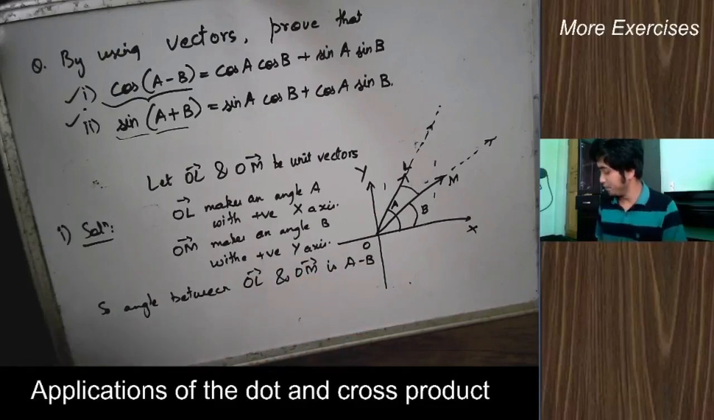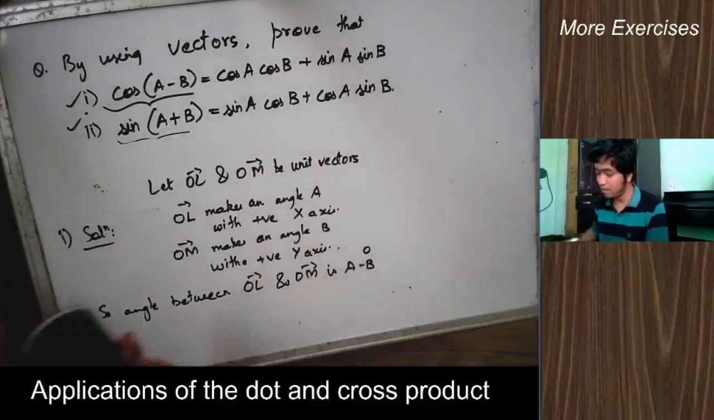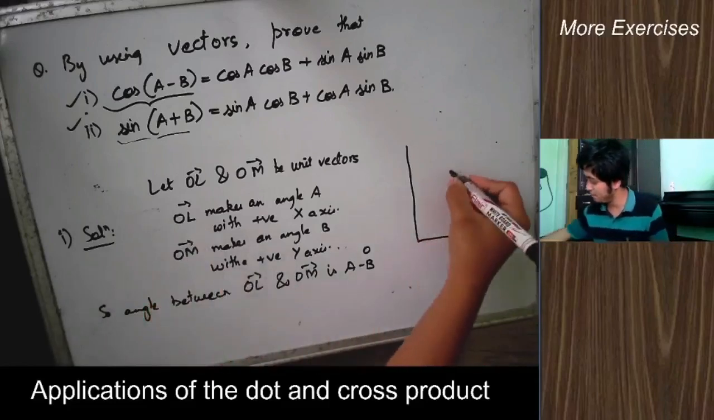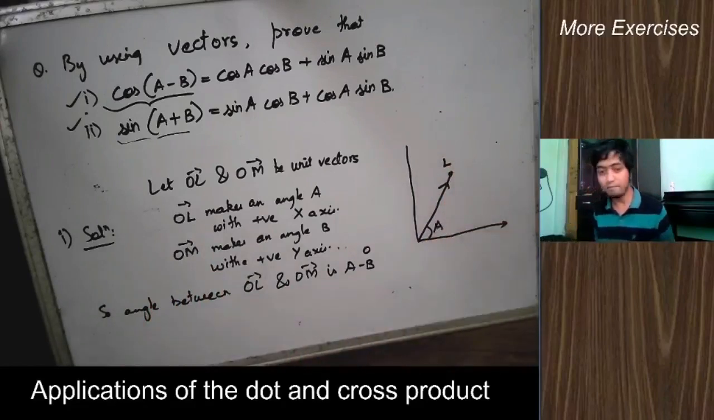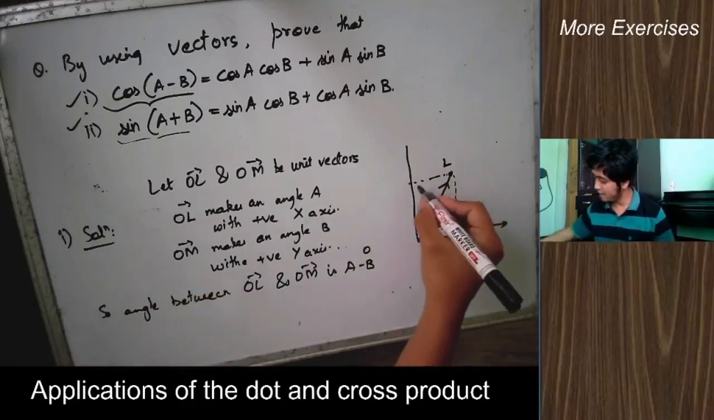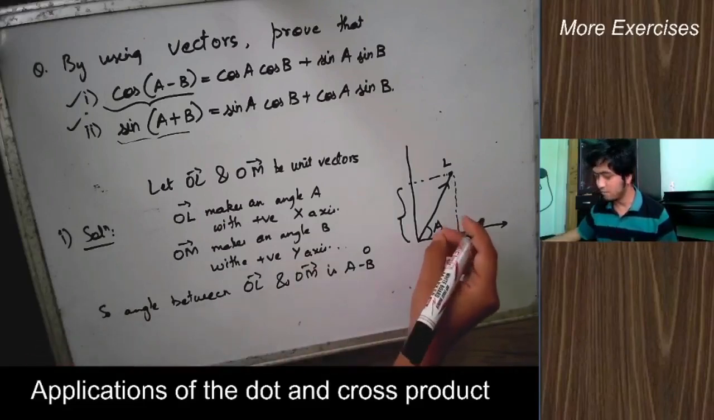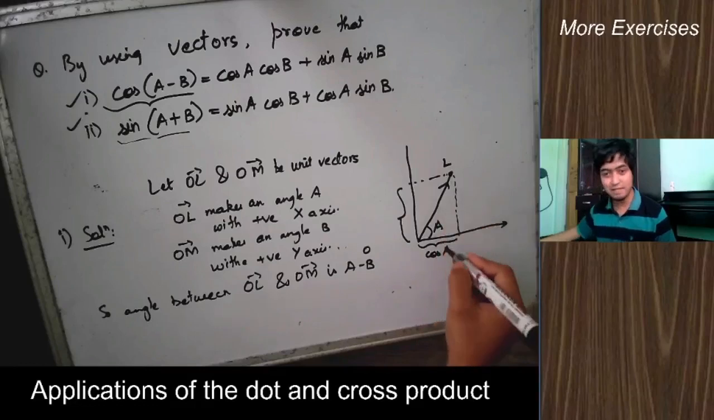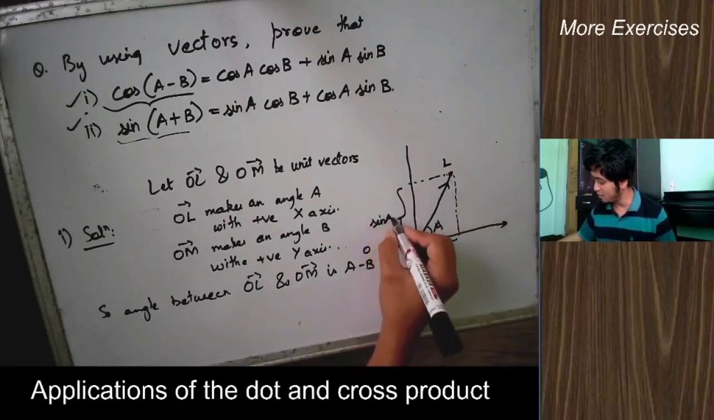After this, let me erase this, but I will redraw it again. Let us just concentrate on this line OL first. So OL was like this and the angle was A. How much is the length of this line segment? The length of this line segment is cos A, and the length of this line segment is sin A, because the length of OL is 1.